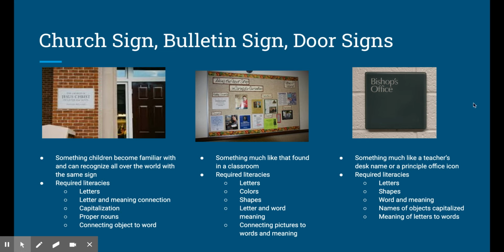The first couple things that the children would encounter in this community include a church sign, a bulletin sign, and the door signs. These are all different signs that would require the children to be able to read, but would be in different context clues.